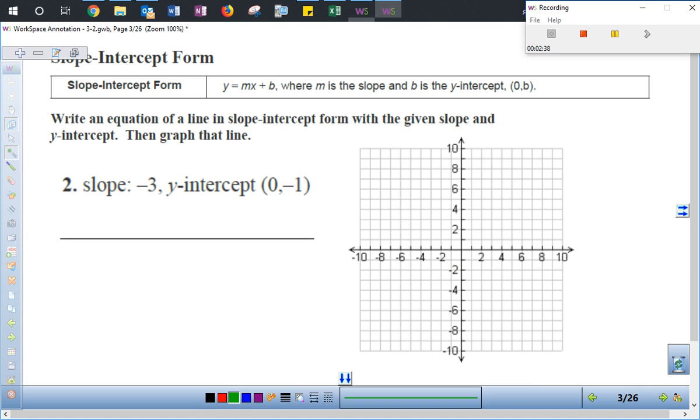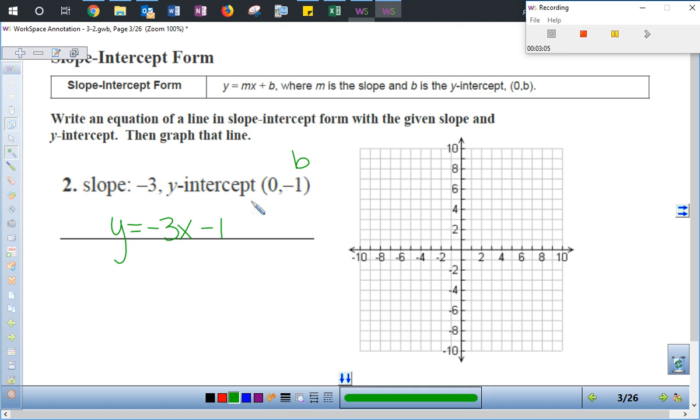On number 2, they say the slope is negative 3, and the y-intercept is the ordered pair (0, -1). So if my slope is negative 3, that's going to go in for m, so y = -3x, plus my y-intercept. Now this here is my y-intercept as an ordered pair. So the number that we want is the one that comes second, the one that comes after the 0. So my y-intercept is negative 1, so I have y = -3x - 1.